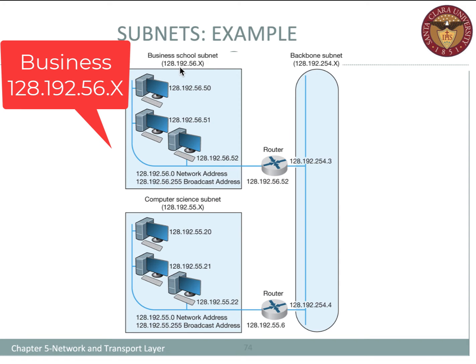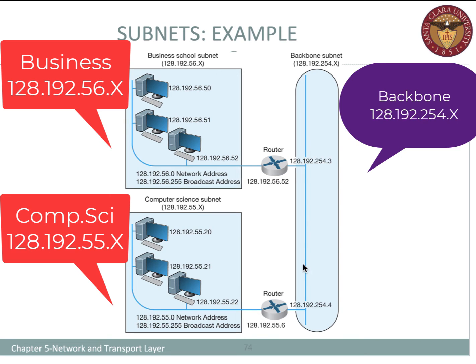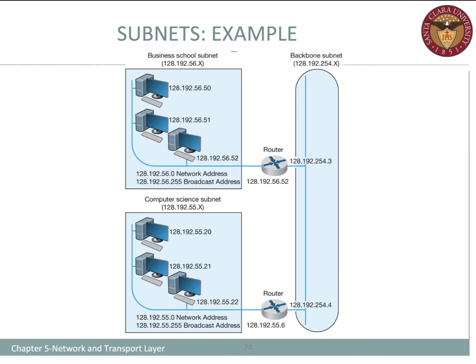128.192.56, while the computer science subnet might be assigned 128.192.55. Likewise, all the other local area networks at the university and the backbone network that connects them would have a different set of numbers. Each of these local area networks is called a TCP/IP subnet because they are logically grouped together by IP numbers.